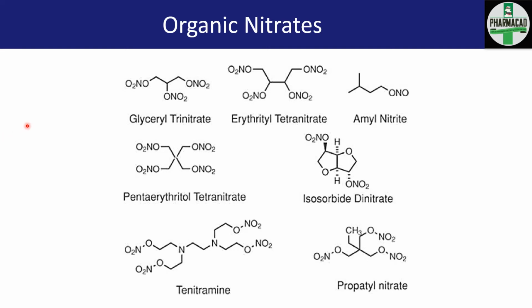These are the organic nitrates. The glyceryl trinitrate, which has 3 NO2 groups, erythritol tetranitrate, which has 4 carbons attached with ONO2, penta-erythritol tetranitrate, where 5 carbons are there but 4 ONO2 groups are there. So penta-erythritol tetranitrate.